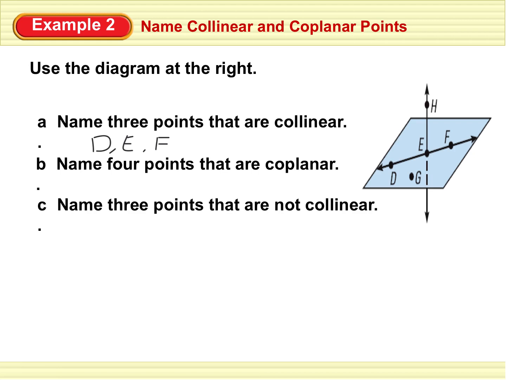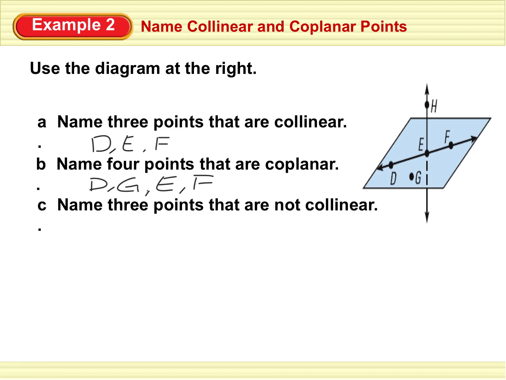So what does coplanar mean? On the same plane. We want to name 4 points that are coplanar to each other. D, G, E, and F are all on the same plane. They're all within this region. Is H coplanar? No. Why? Because it's outside. Some people are like, well, it's on the same picture, so therefore it's on the same plane. Wrong. The edges create the plane.